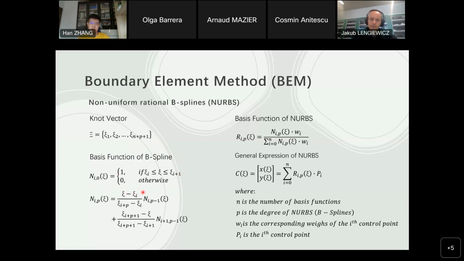Here's the general expression of the basis function for different degrees. When degree equals 0, it will be this equation. And for higher degree, it will be like this equation. Then we introduce NURBS, which have the concept of weights, that different control points will have different weights, also maybe let's say influencing degree to the curve. And with the weights, we'll have our basis function for NURBS like this equation. And all the points inside the curve could be described or estimated with this equation.